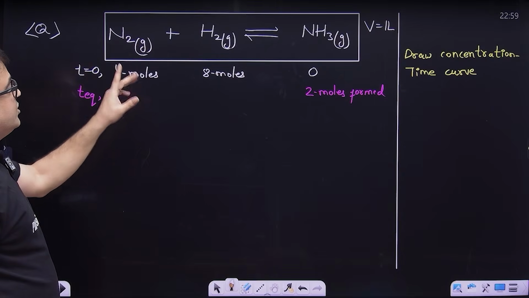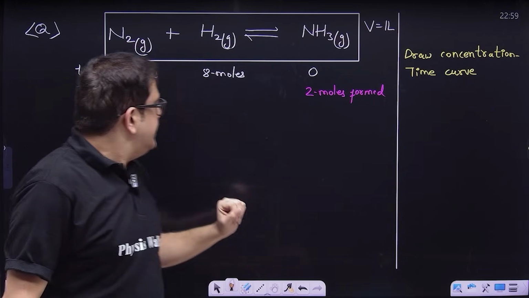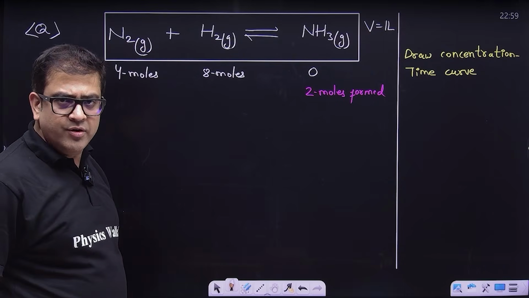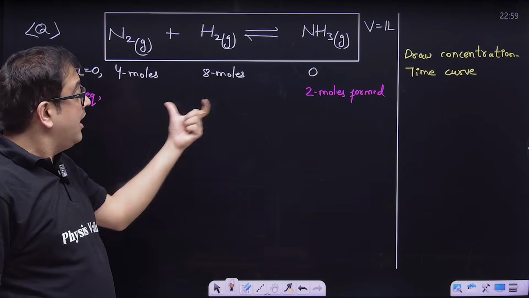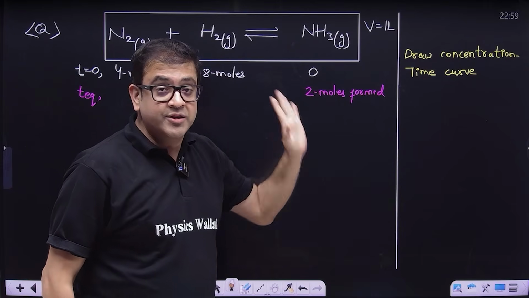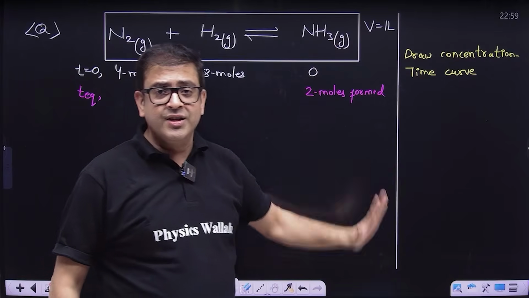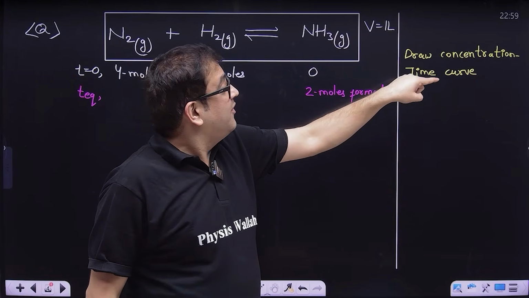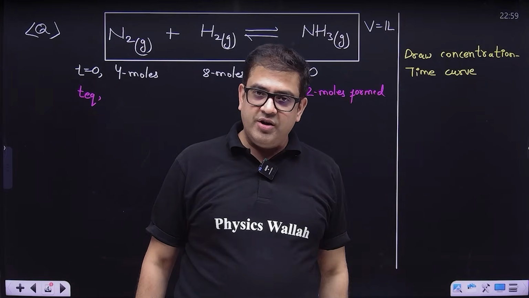So the question says nitrogen gas is reacting with hydrogen gas and producing ammonia. Initially, you have taken 4 moles of nitrogen. They are reacting with 8 moles of hydrogen. And when they are reacting, equilibrium is attained and 2 moles of ammonia is produced. This all gaseous reaction is taking place in a 1 liter chamber. Now you have to draw a graph between concentration and time. So can you give me that concentration and time curve?